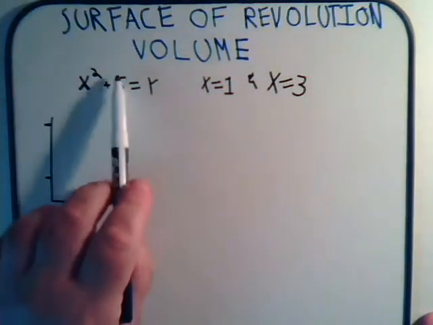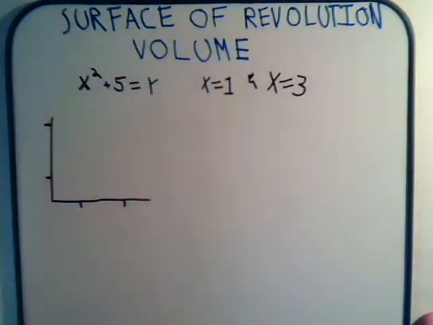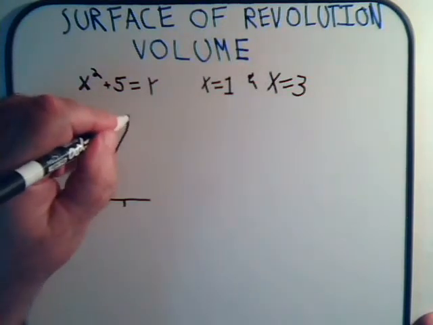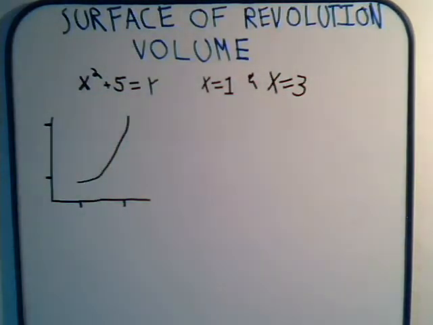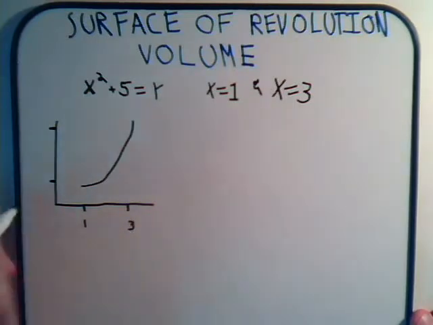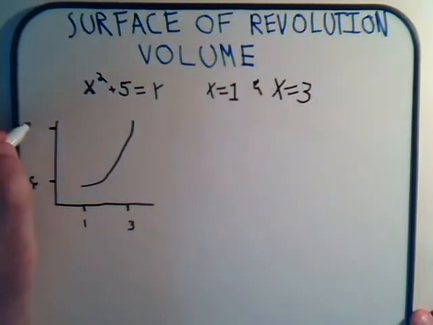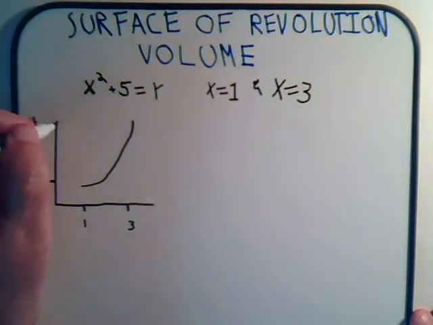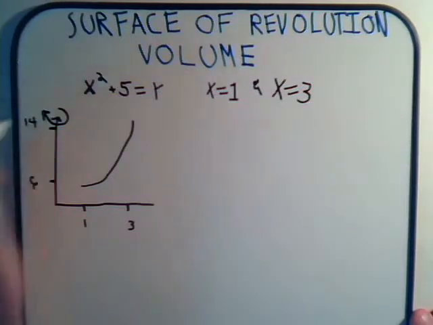And if this wasn't here, it would be a parabola. So we know it's going to have a parabolic shape. So it looks something like this. That would be our curve going from x equals 1 to x equals 3, y equals 6 to y equals 14. And let's say we're going to rotate this curve about the y-axis. And we want to know what will be the volume that is generated.